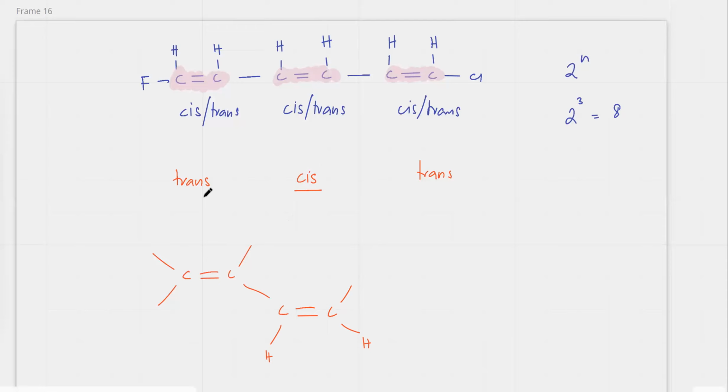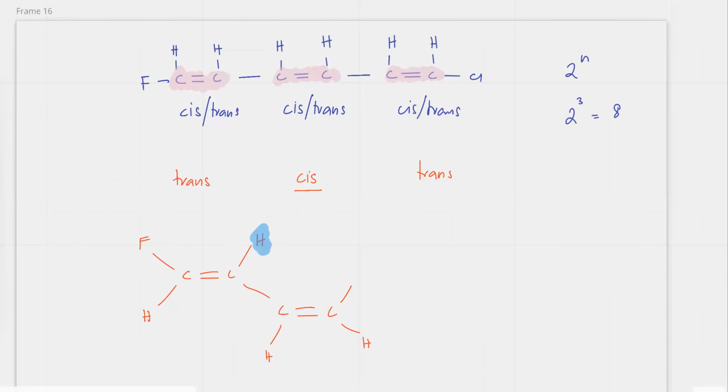For trans, the double bond has 2 carbon atoms. Each carbon has 2 hydrogen atoms. So for trans, the H atoms must be pointing in opposite directions. And over here, you've got an F. So the first one, yes.